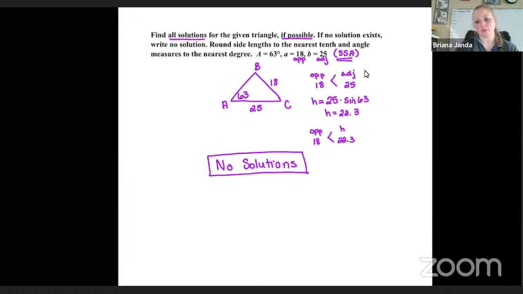Questions? So obviously different than what we did on Monday, because at this point we are not going to go find angle B, angle C, and side C because this information can't even make a triangle. So there's an example of a difference. Okay.